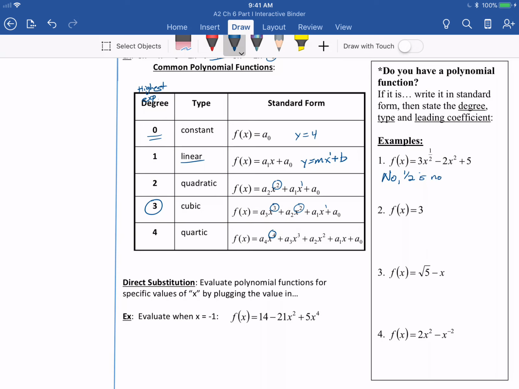1/2 is not a positive whole number. All right, so now if I just look down here, what's another one that doesn't work? If I look at number 4, number 4 has a -2 there, so no, -2 is not a positive whole number. All right, so now let's look at number 2 and number 3.